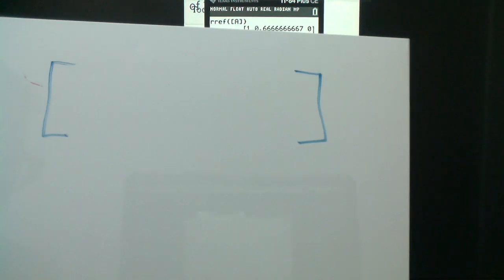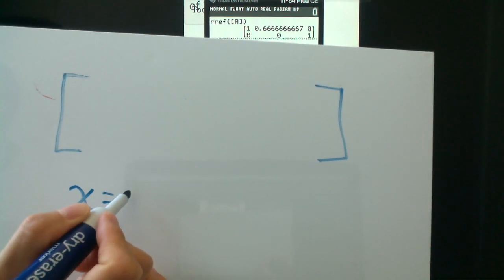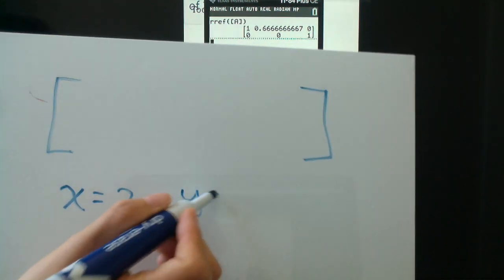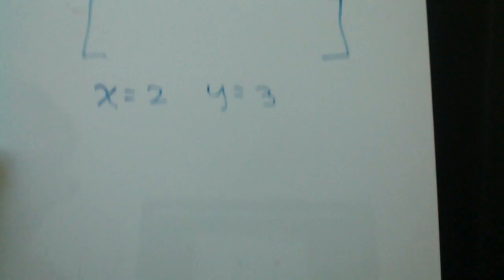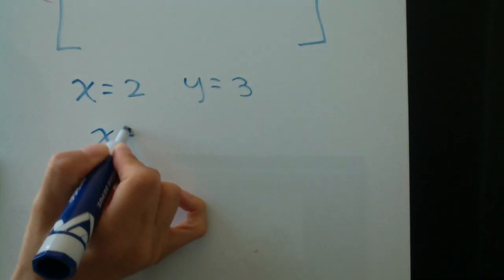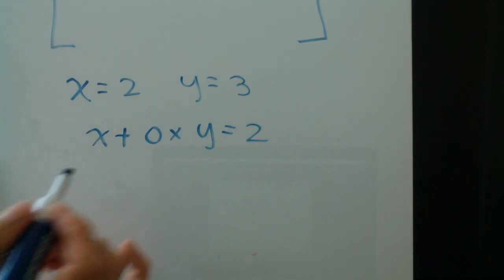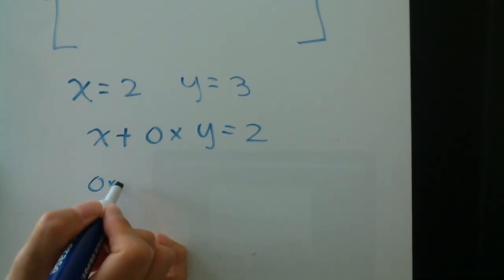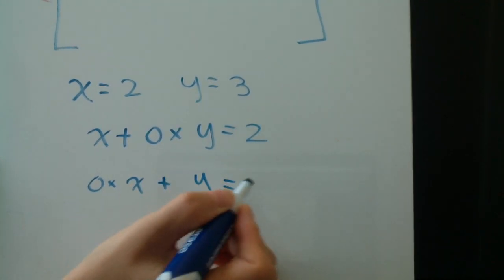Okay. And when we have a matrix in this format, right? Let's say this is an example. I found the answer x is 2, y is 3. Then how do we write this as RREF? So I like to see 1 times x plus 0 times y is 2, and 0 times x plus 1 times y equals 3.